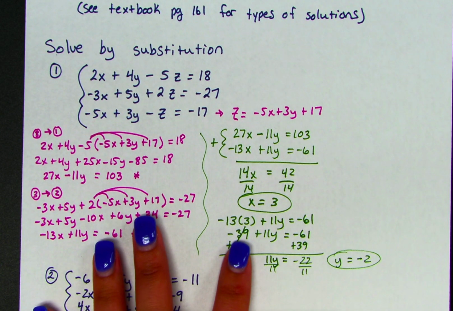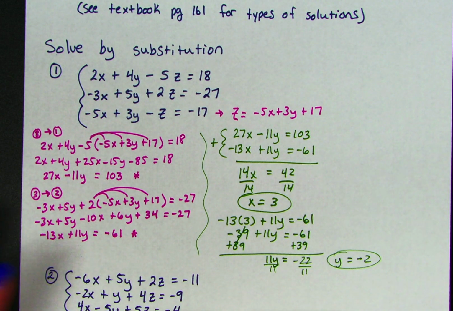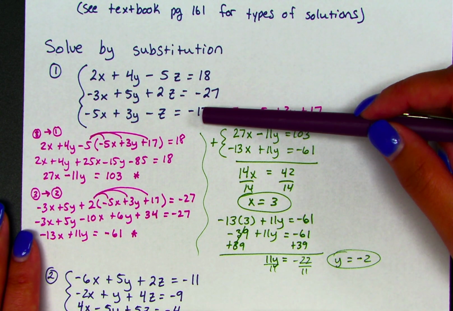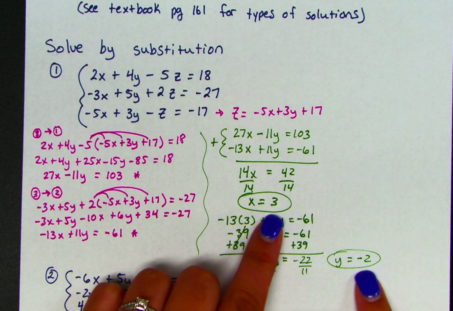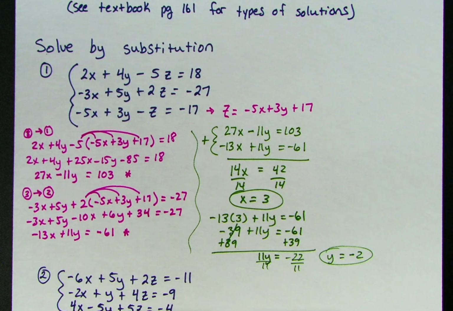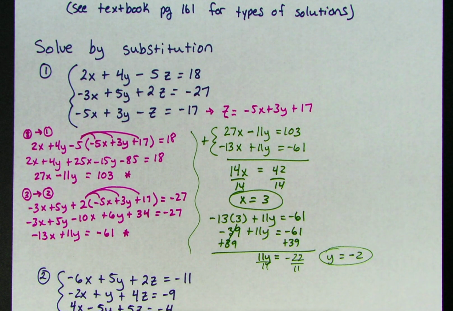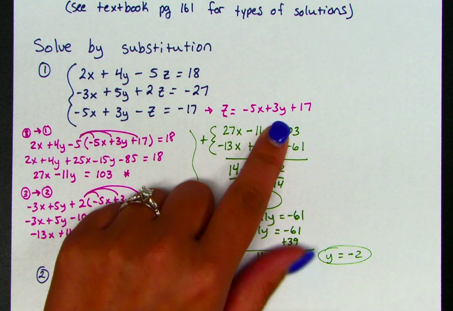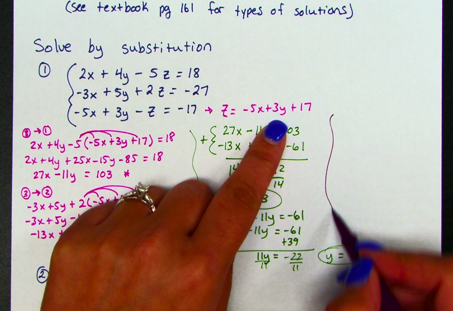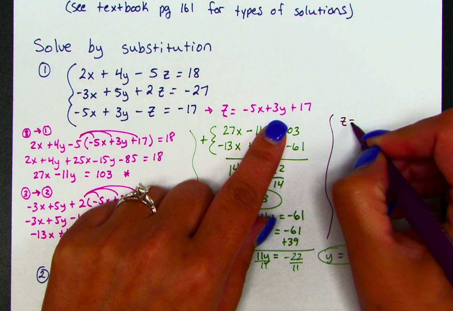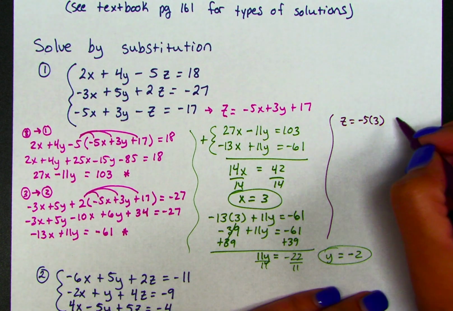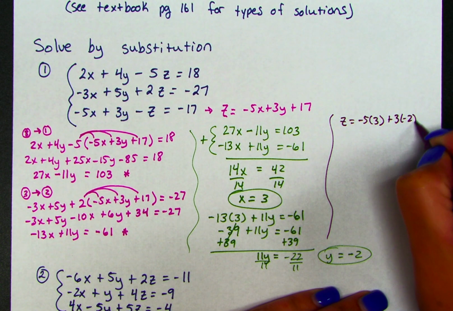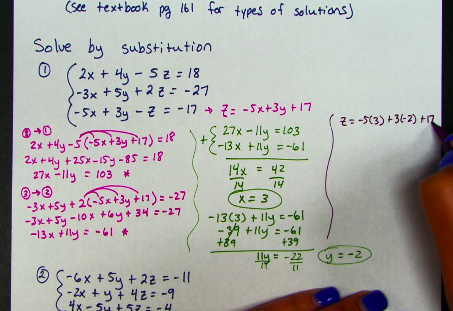So to find that third variable, we are going to go back to one of the original equations or the one that we solved for. And we're going to plug in both numbers that we know. And that will give us our third variable. And it doesn't matter which one we pick. I'm going to pick this one because it's already solved for z. Okay, so we will have z equals negative 5 times 3 plus 3 times negative 2 plus 17.